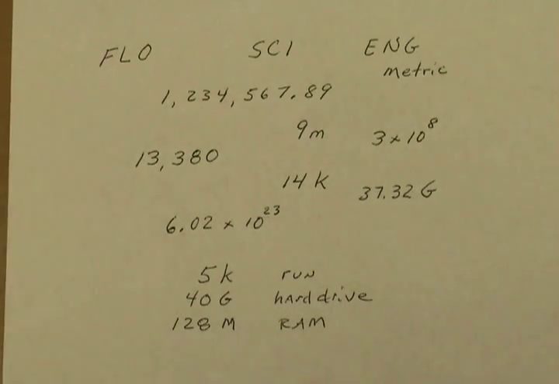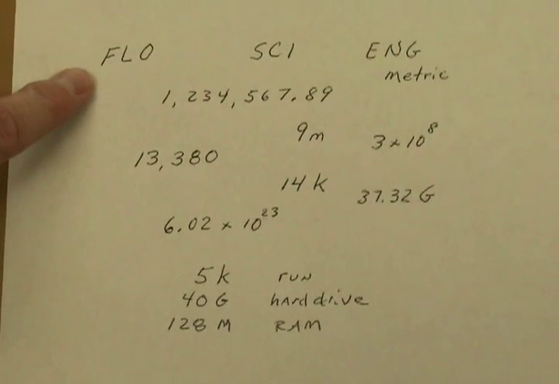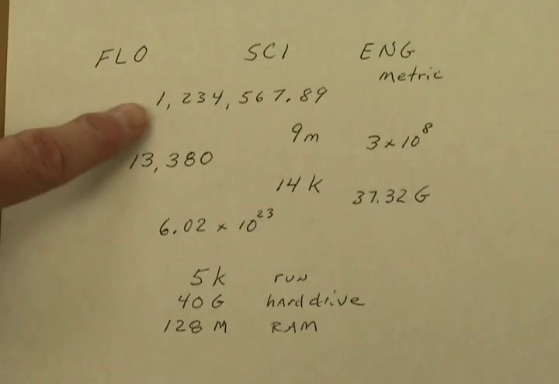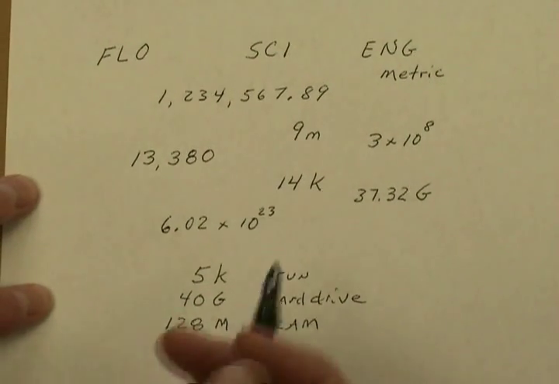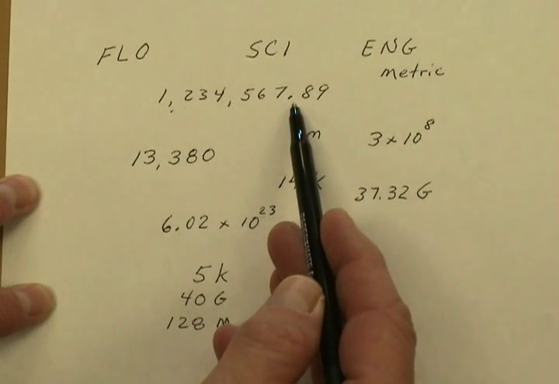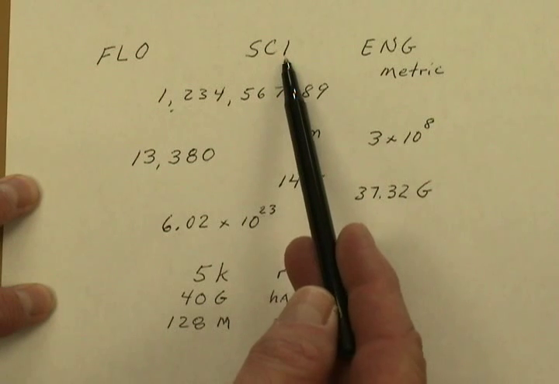Okay, let's talk about the way numbers can be presented. First way would be FLO, or floating decimal, and that's when a number just appears written out all the way, like this big long number with the decimal point over here. Another way is scientific notation.